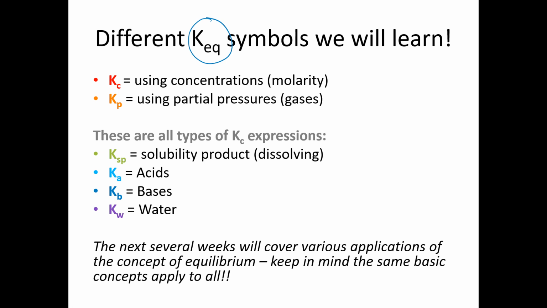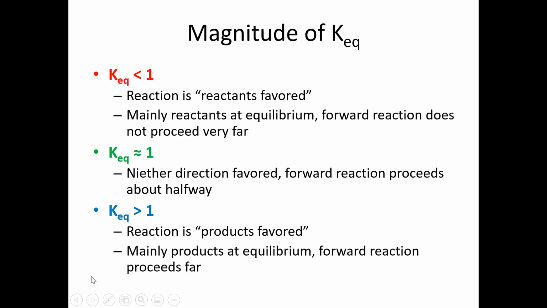And I just want to introduce those to you now, so as you see them later, you realize that these are all the same thing. These are all just K expressions. We just use different subscripts for different scenarios here. So there's a Ksp, the solubility product, and that's a K expression for something dissolving. Ka is a K expression for acids. Kb is for bases. Kw is for water. You get the idea. This is something that will be a big theme throughout the next several weeks here, these various equilibrium systems.